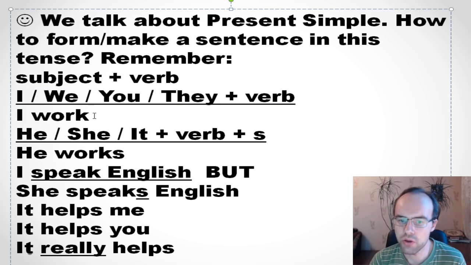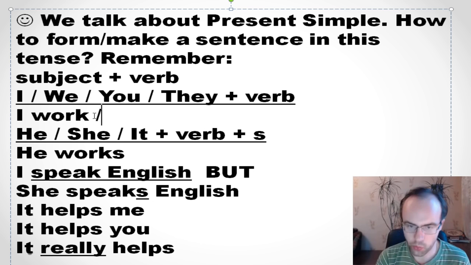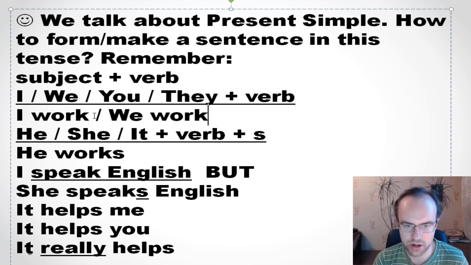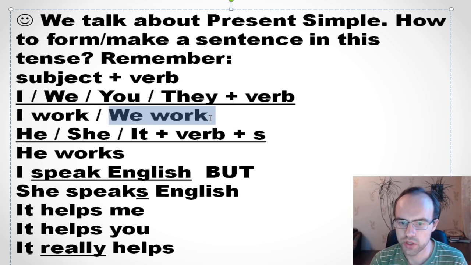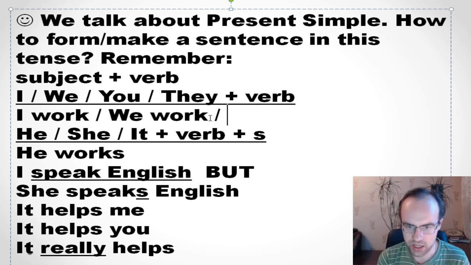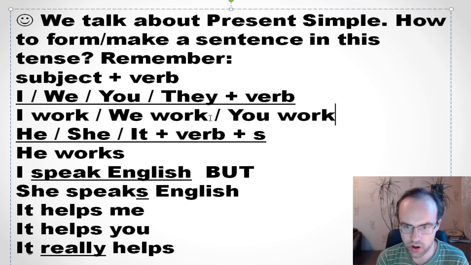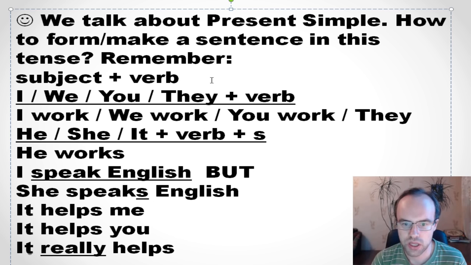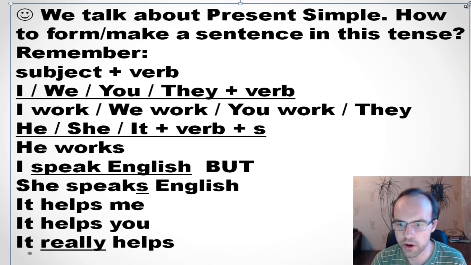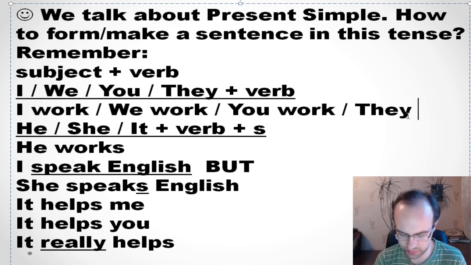Look, I work, we work. I is a subject and work is a verb. We work. We is a subject and work is a verb. We say you work and they work. Okay?